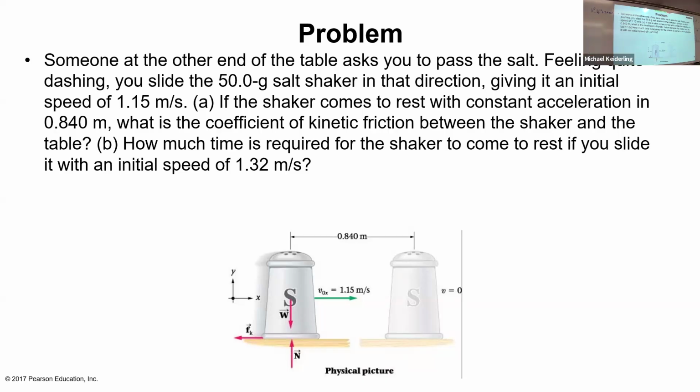And then, how much time is required for the shaker to come to rest if you slide it with an initial speed of 1.32 meters per second? At this point, you'll know the acceleration because you'll have found it when you're finding the friction, and you can use that to figure out part B. I'll give you a few minutes to work on this, and then I'll go through it.